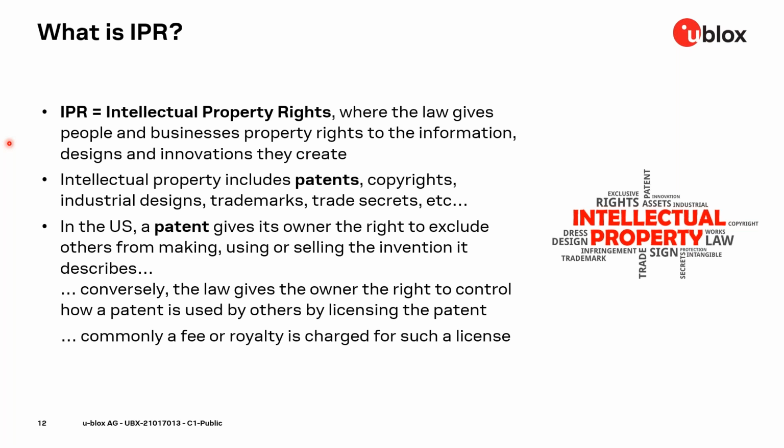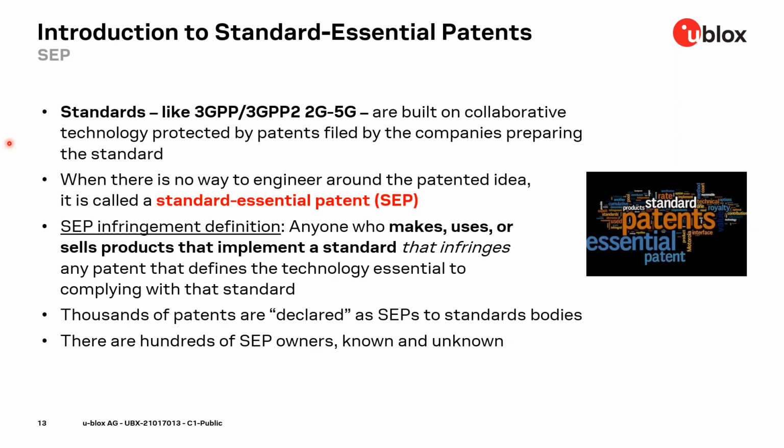And in our industry and in most industries, it's common for a fee or a royalty to be charged for such a license. We're going to talk more about that later, how that works mechanically in our industry. In this webinar, we want to talk about a particular special category of patent called standard essential patent. And the fact is, in cellular, if you want to build a device that includes cellular technology from a 3GPP standard, you will infringe perhaps hundreds or maybe even thousands of patents.